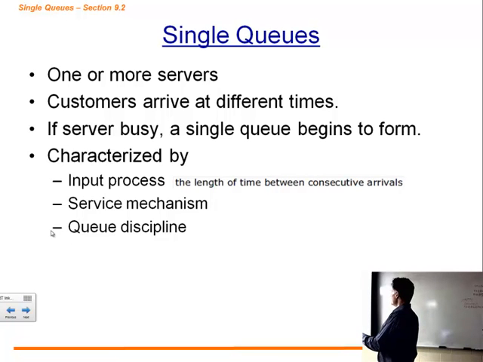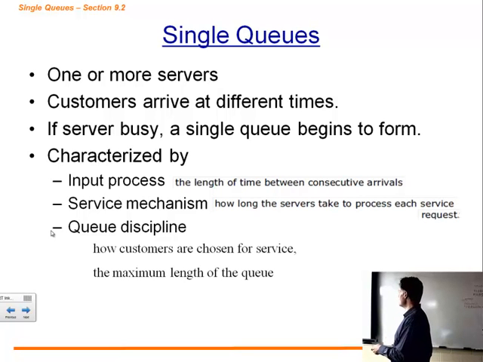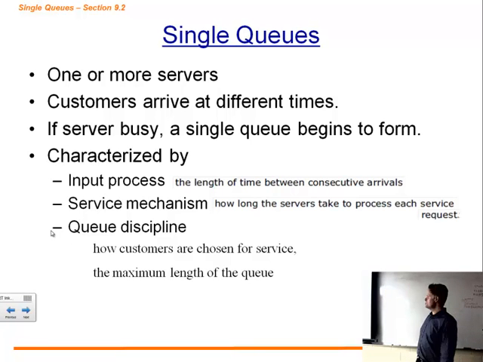All right, so in the input process, we're interested in the length of time between consecutive arrivals. The service mechanism is how long the servers take to process each request, and the queue discipline is how customers are chosen for service. There might also be a maximum length of the queue, and if the queue reaches its capacity and a new arrival comes in, that arrival is just turned away and is not allowed to enter the system.